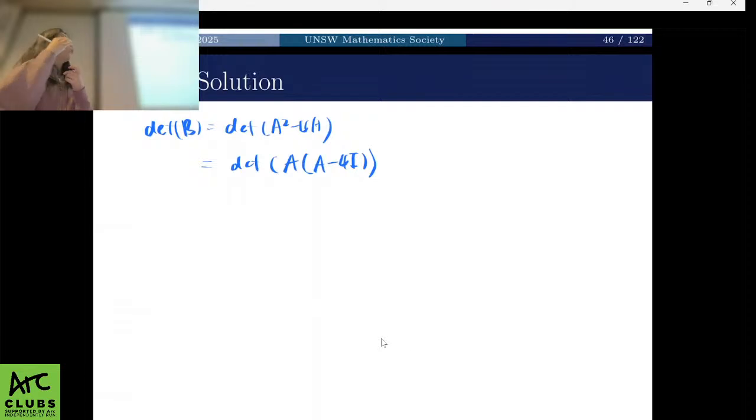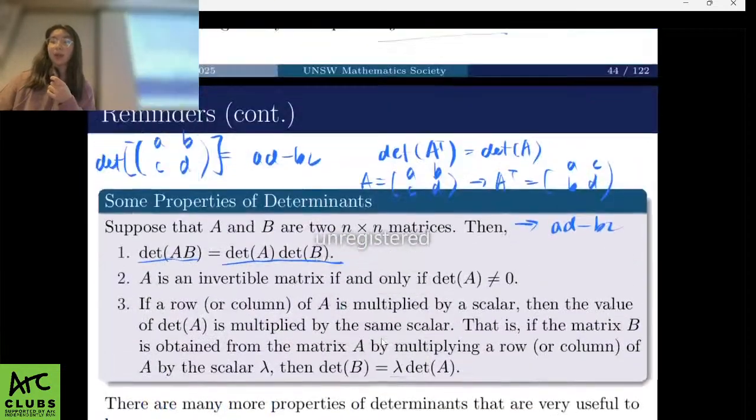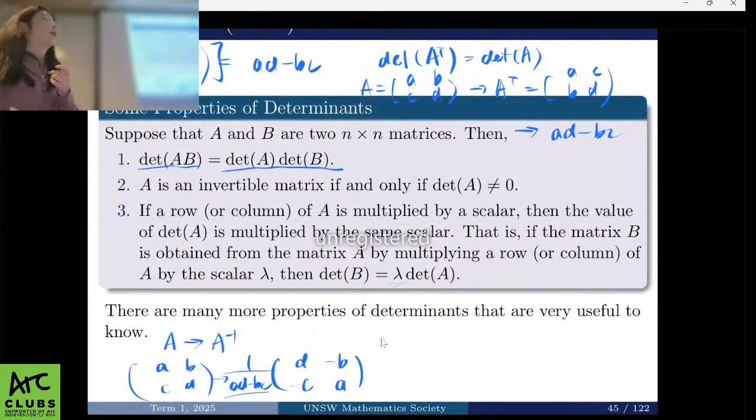So just remember, why do we get an I? Because when you have a matrix multiplied by the identity matrix, you're just going to get the matrix itself. So then this would be equal to the determinant of matrix A multiplied by the determinant of A minus 4I, using this first property that we had up there.